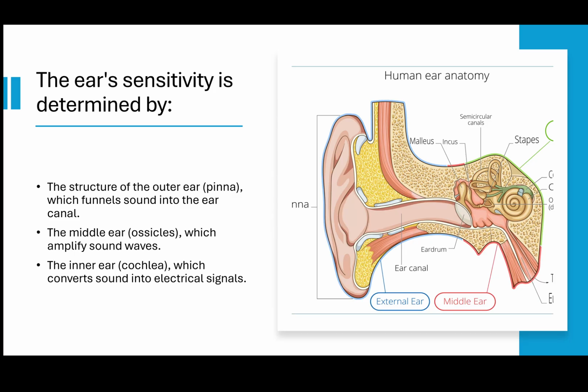The ear's sensitivity is determined by the structure of the pinna, which funnels the sound into the ear. The ossicles in the middle ear amplify the sound wave. Then the cochlea converts those pressure differences in the liquid into electrical signals, which are picked up by the auditory nerve.